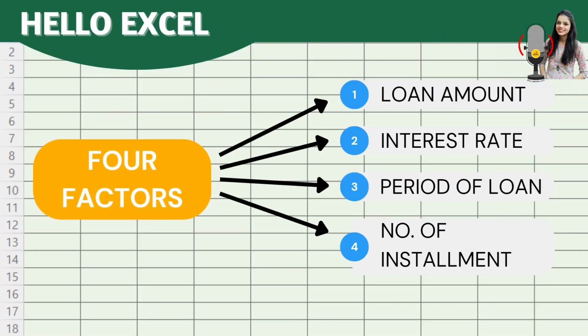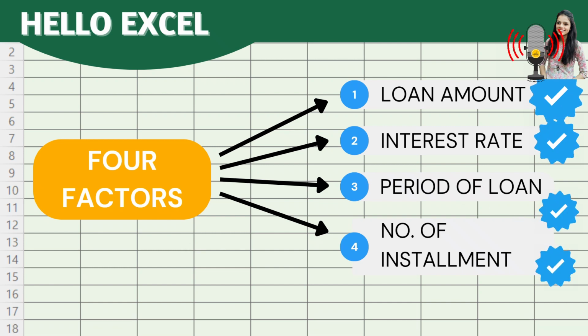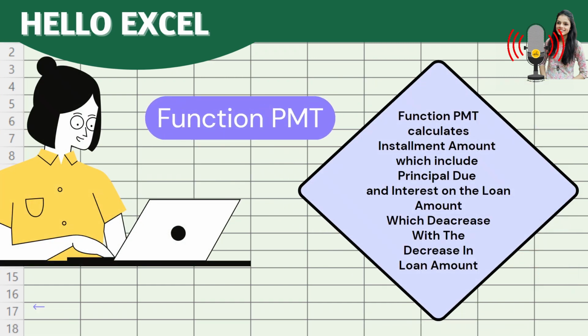Alright you guys, a loan amortization schedule is nothing but a table that shows the breakdown of your loan payments, including principal amount, interest and installment over the loan period. To create our loan repayment schedule, we'll require a few essential Excel formulas.